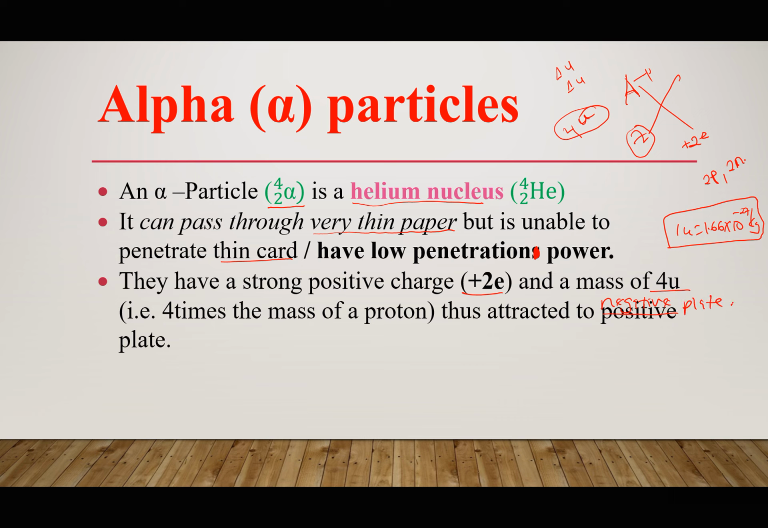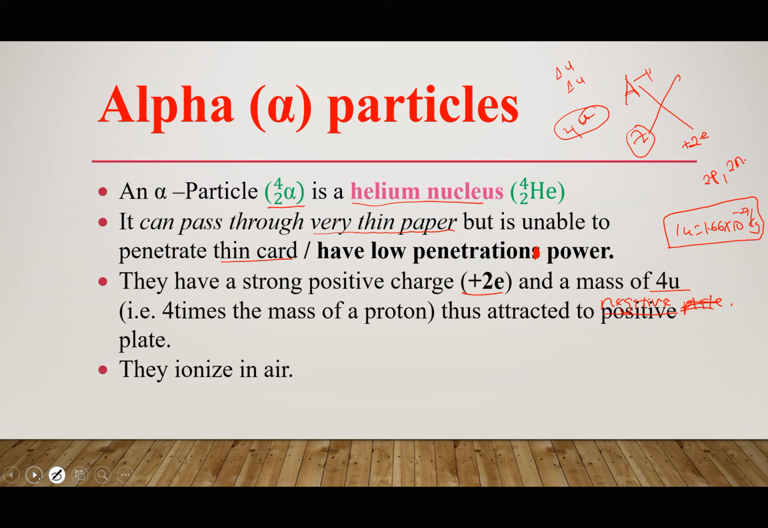Because alpha particles are positively charged, they are going to be attracted to a negative plate, not a positive plate. After all, like charges repel, unlike charges attract. So alpha particles being positively charged are attracted to a negative plate. Because they have charge, we expect alpha particles to undergo ionization.